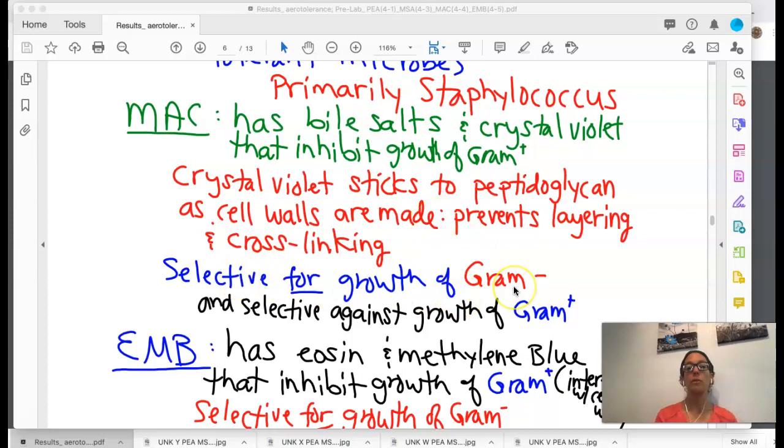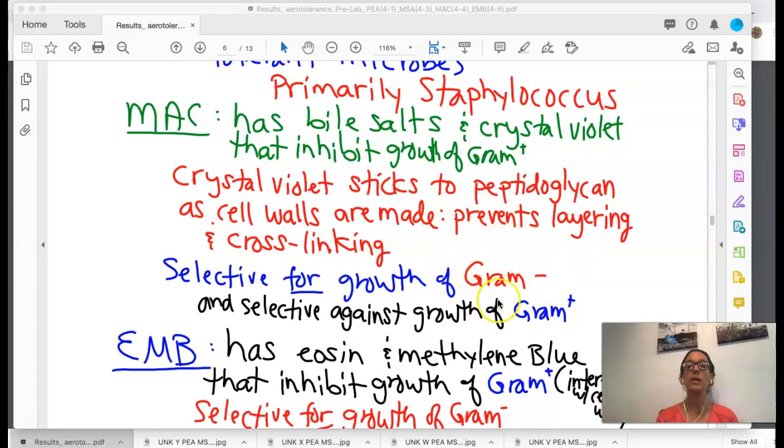The gram-negative microbes only have one layer of peptidoglycan, so the crystal violet sticks to that. The cell wall is already made. It does not inhibit the gram-negatives. So the MacConkey agar is selective for the growth of gram-negatives and against the growth of gram-positives. The bile salts also inhibit the gram-positives, and they don't bother the gram-negatives.